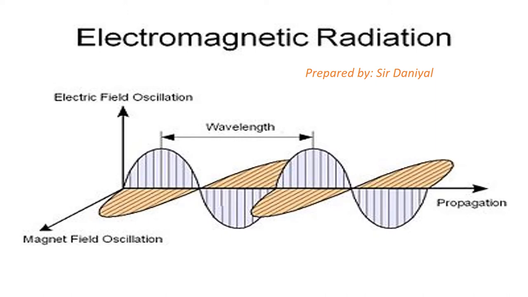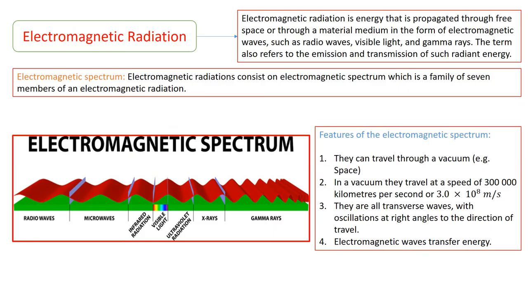So as you all see on the screen, there is a diagram showing that the electric field and magnetic field both are perpendicular to each other. The axis of the electric field is upward, and the axis of the magnetic field is horizontal, and it is clearly visible that the two fields are oscillating upon each other.